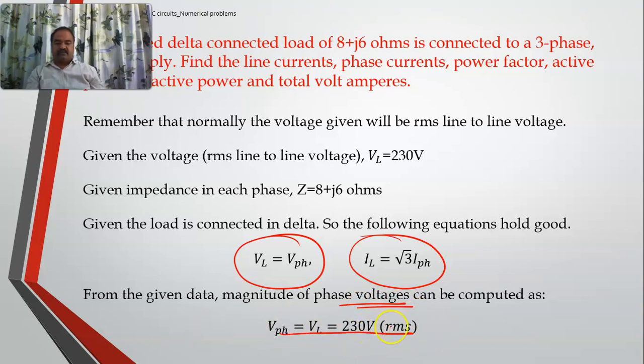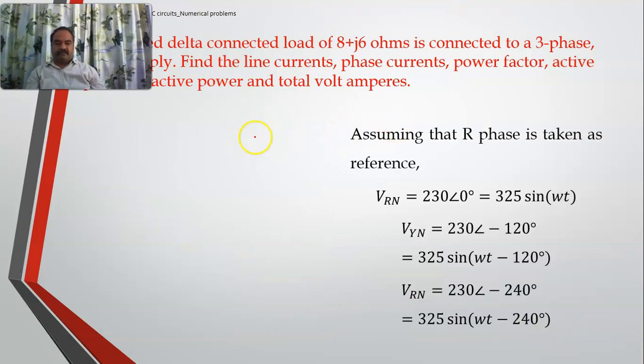If you want the maximum value, V phase maximum is 230 into root 2. It is somewhere around 325, to my knowledge. That's why when I try to write the phase voltages, what is VRY? It is 230 at an angle of 0. The same is VRN also. Both are the same, which means 325 sine omega t plus 0.